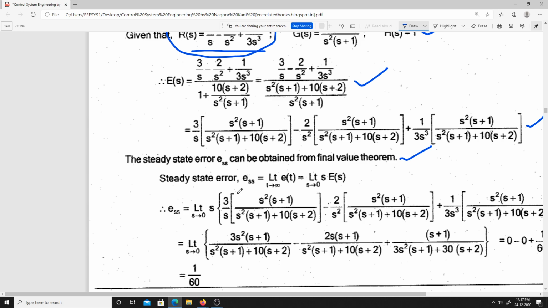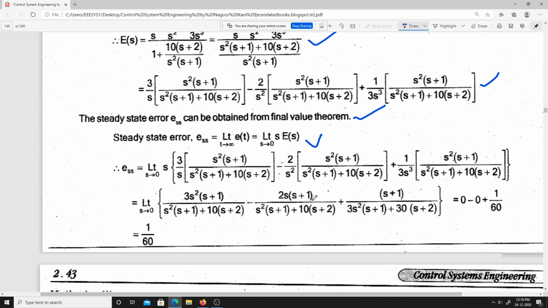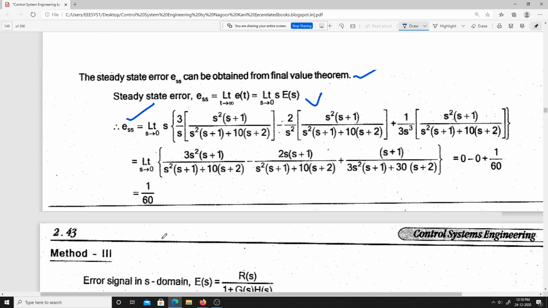Is it clear? From the final value theorem, the steady state error e_ss equals limit t tends to infinity of e of t, which is limit s tends to 0 of s into E of s. Just substitute the value of E of s here. Finally, these terms will be 0, minus this will be 0, plus 1 by 60. So the steady state error is 1 by 60.